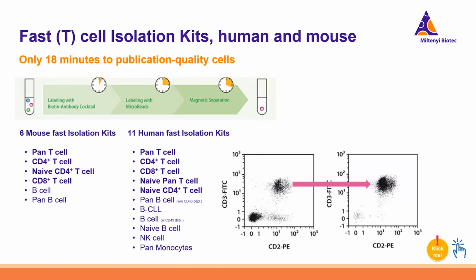Miltenyi Biotec offers therefore a total of 17 fast cell isolation kits that allow to isolate publication quality target cells in only 18 minutes. The 6 mouse fast isolation kits comprise the most important T cell subsets as well as 2 B cell kits. The 11 human fast isolation kits also cover the most important T cell subsets as well as B cells, NK cells, and monocytes. So instead of long and tedious processing, we offer a fast and easy protocol.